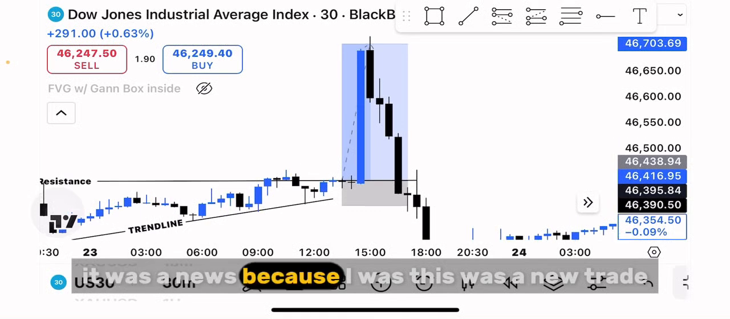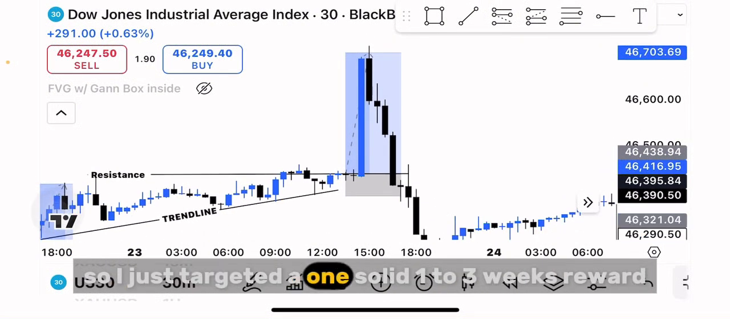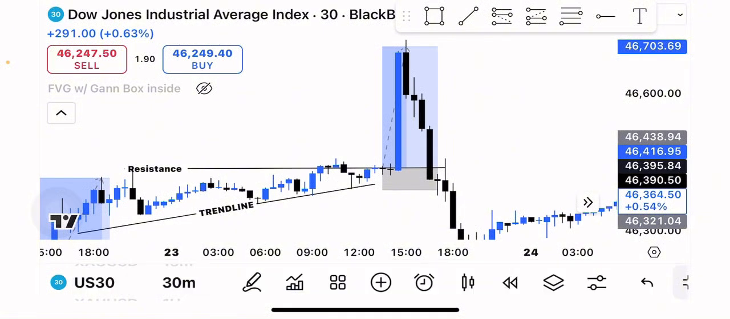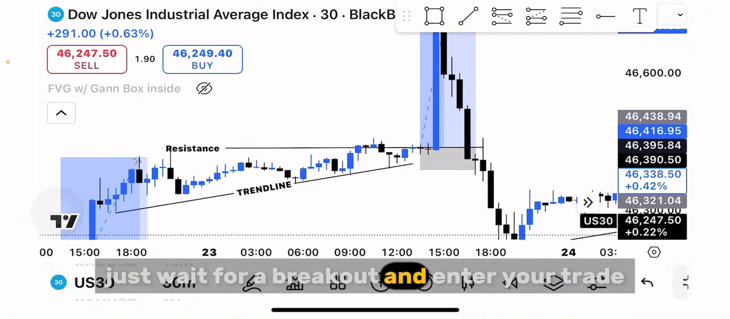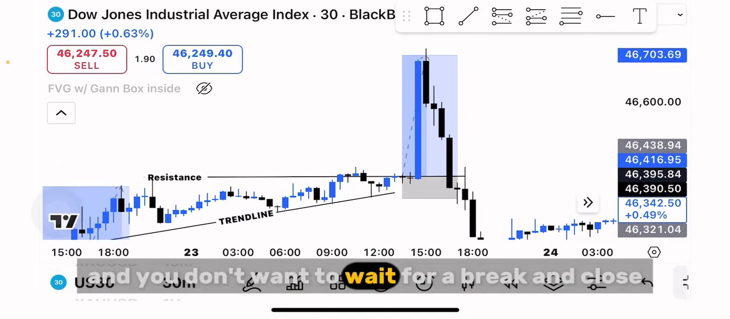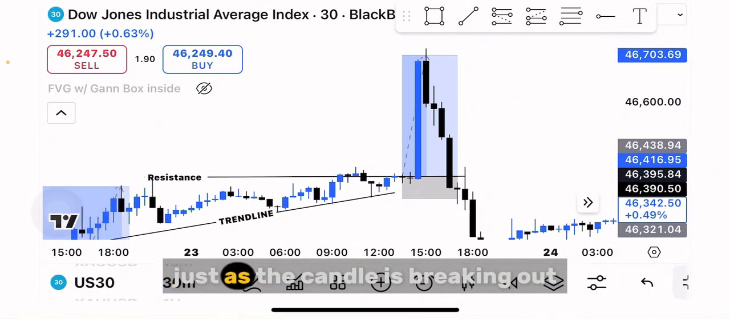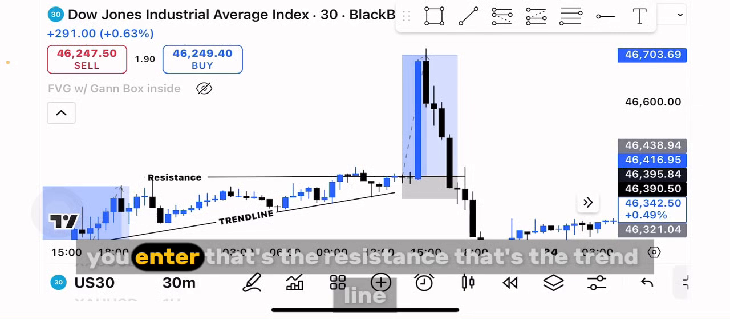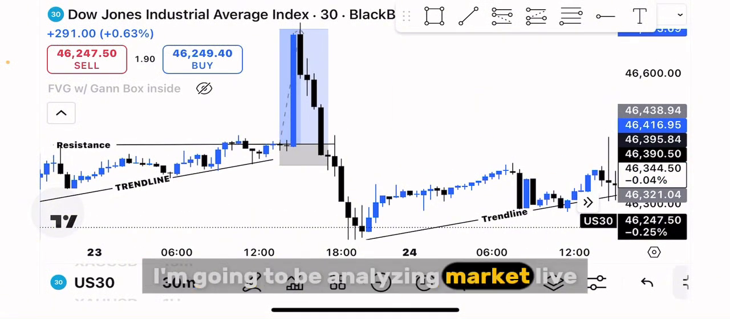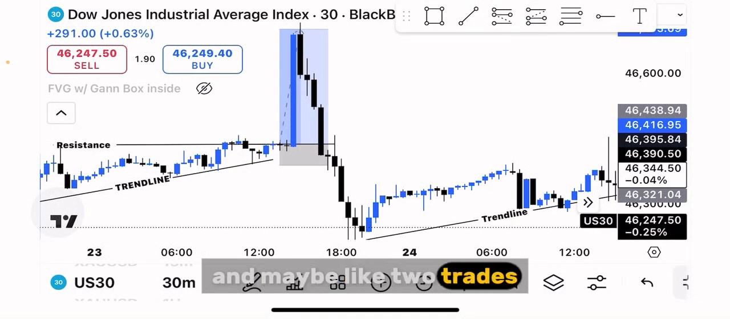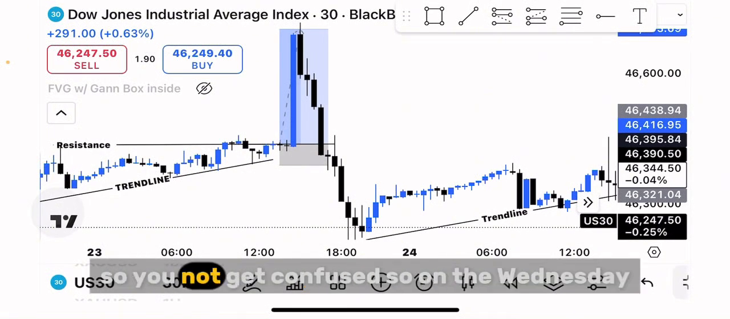It was a news trade, so I just targeted a solid 1 to 3 risk reward, and market just went straight to my take profit. Just wait for a breakout and you enter your trade, and you don't want to wait for a break and close. Just as the candle is breaking out, you enter. That's resistance, that's the trend line. I'm going to show you a live trade. I'm going to be analyzing the market live and maybe like 2 trades and show you how I trade them so you do not get confused.